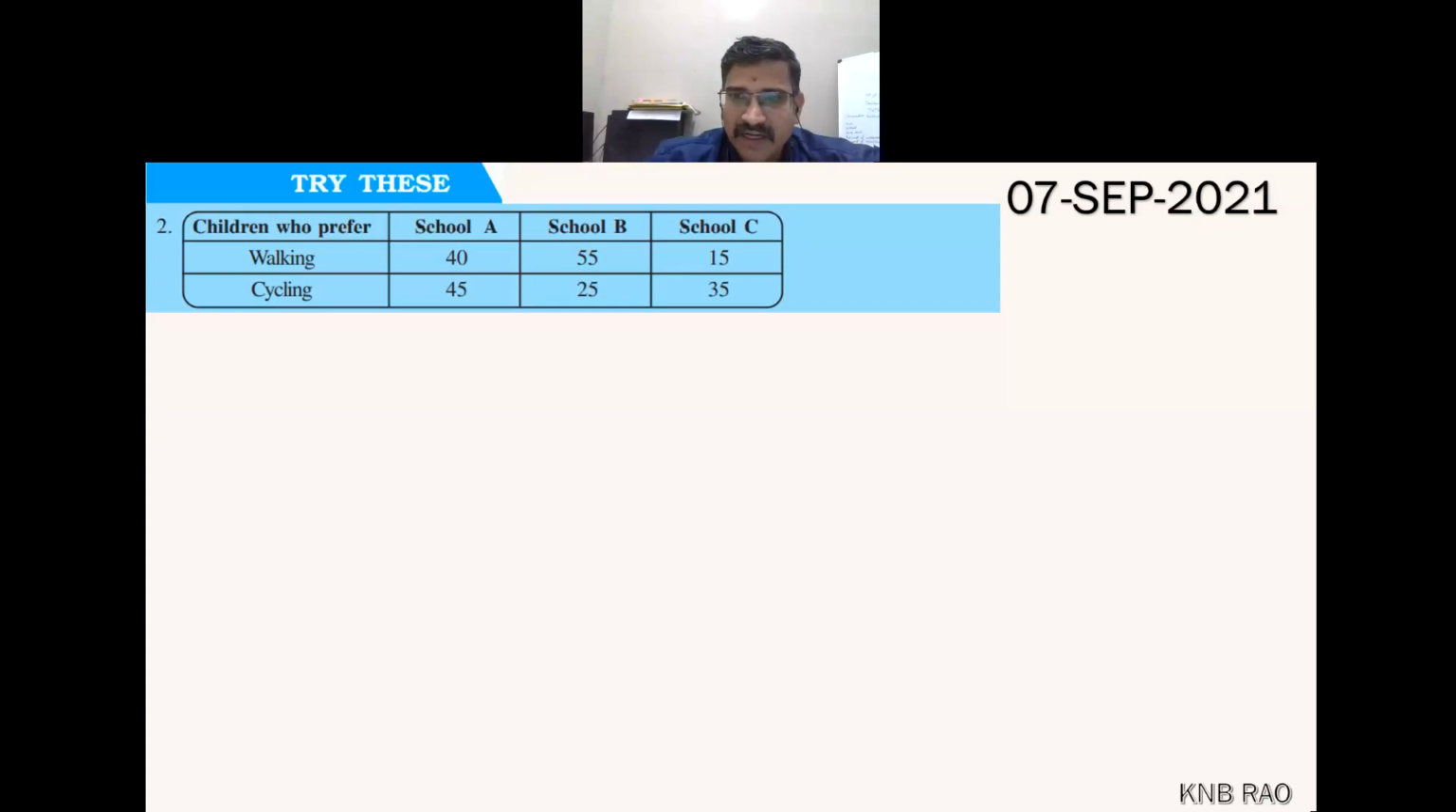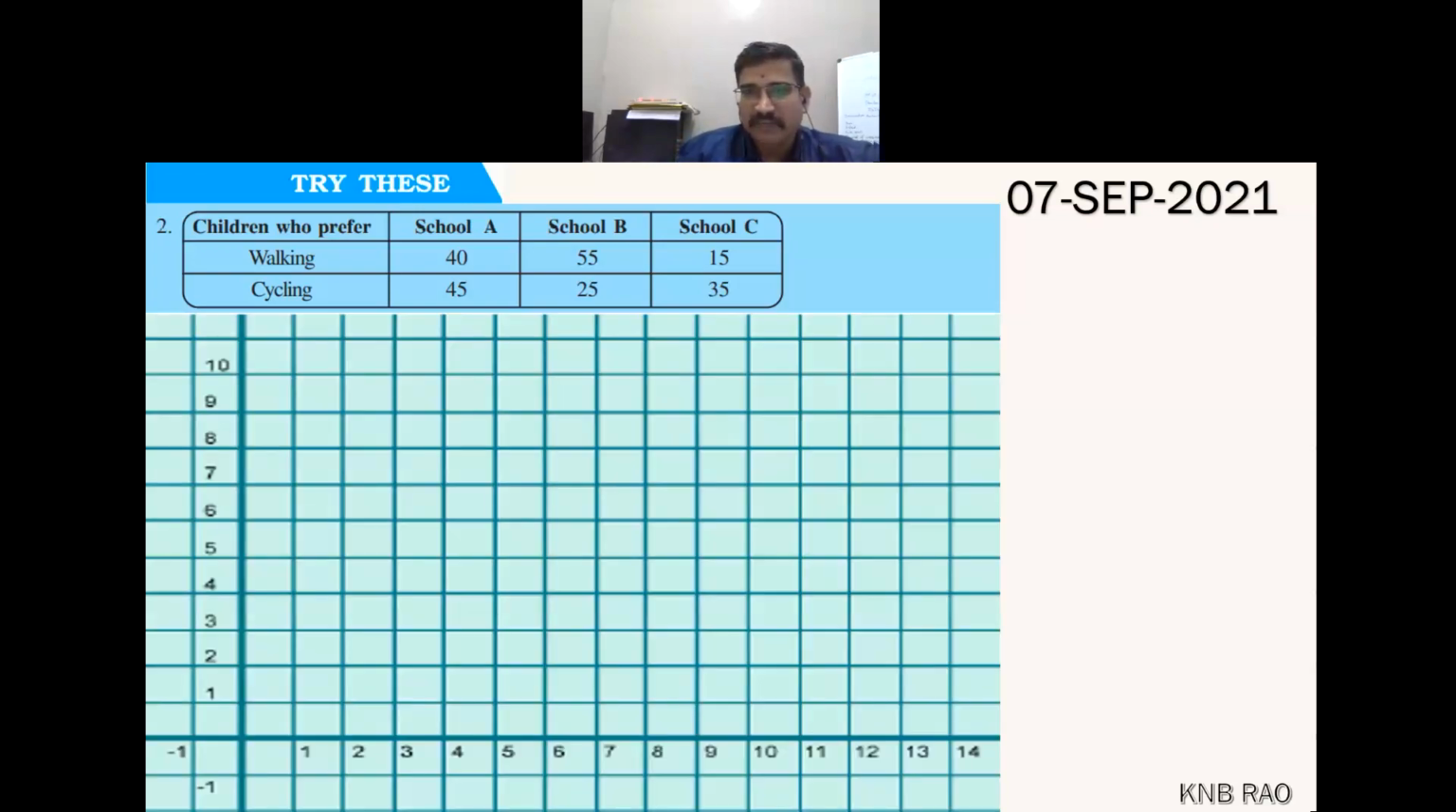What type of graph will you draw for this data? Double bar graph. Very good, double bar graph, like for walking one and cycling one. Correct, correct. So this is another work for you. These two works you do it for today. Okay. And scale we can take 5. Yes, you can take scale.